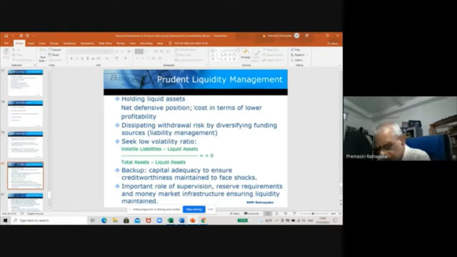Reserves: reserve requirements to be maintained, and money market infrastructure, money market operational aspects, ensuring liquidity is maintained. So the money market operations will enable the financial institution to borrow or raise liquidity in prudent liquidity management events.